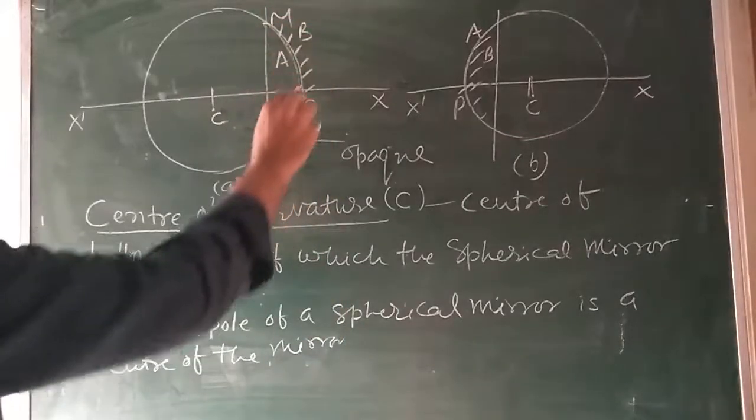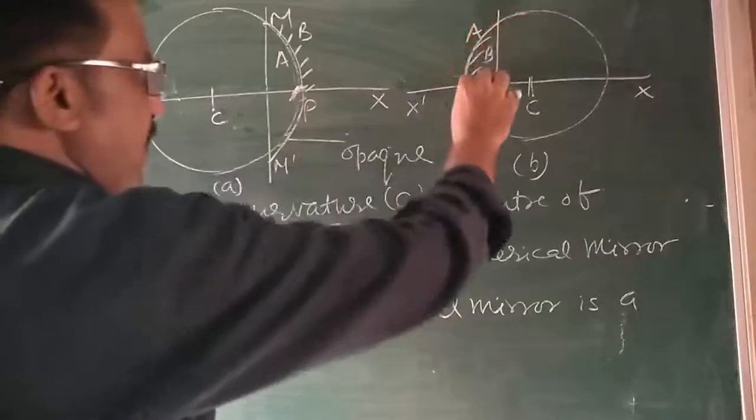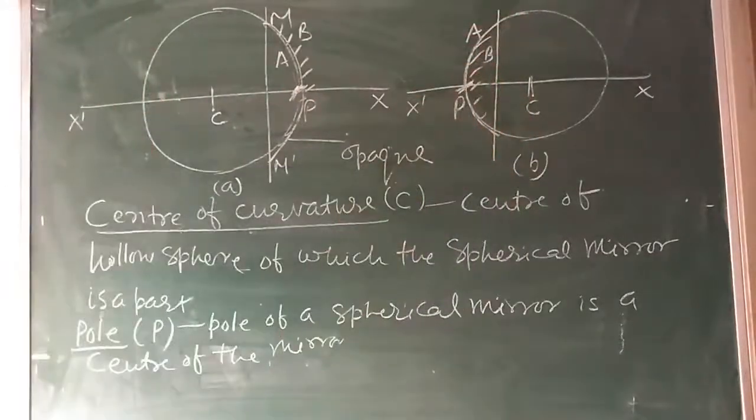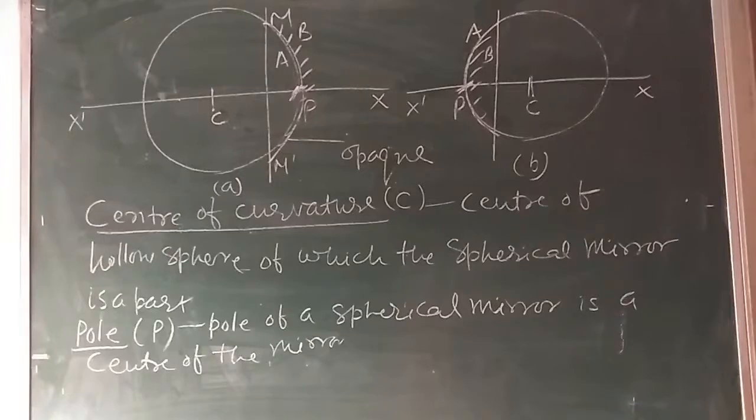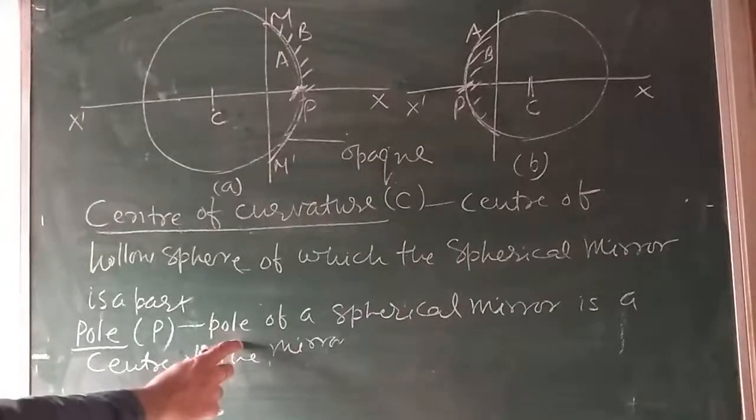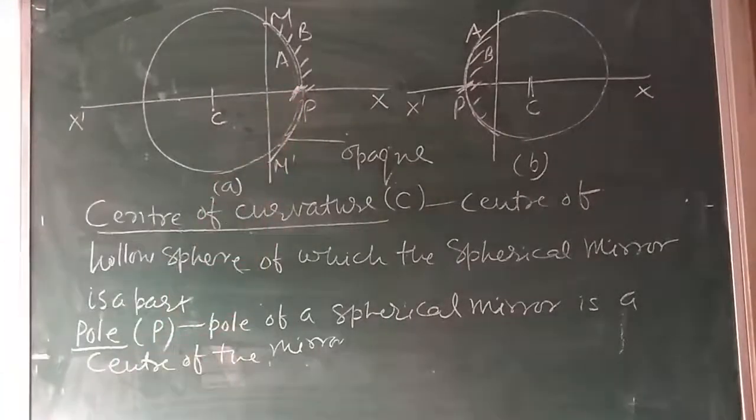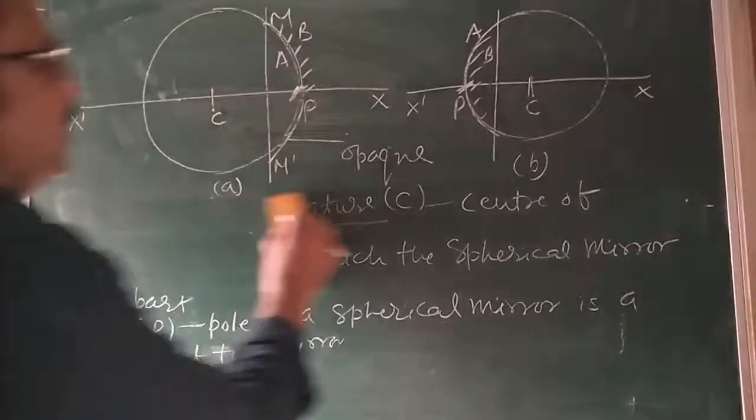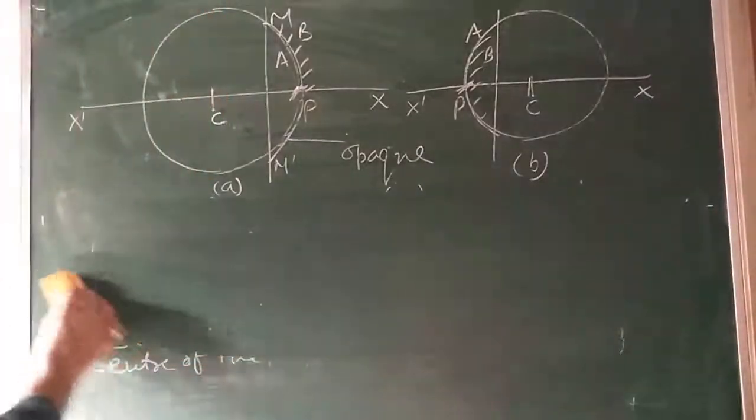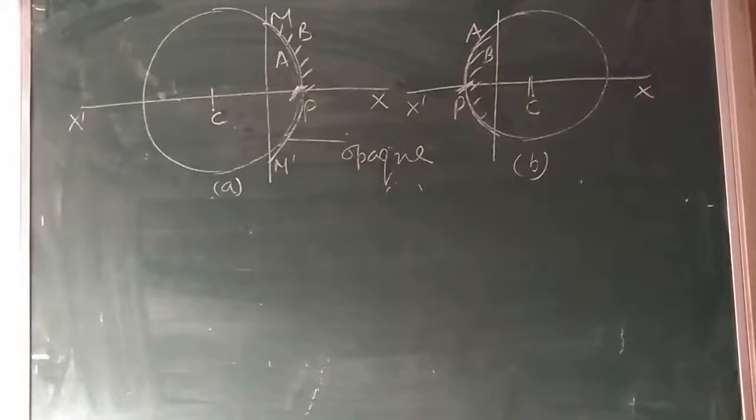This is the center. Here it is like this. So write down. P is a pole of a spherical mirror. It is a center of the mirror. It is not the center of the sphere. Remember that. It is not the center of the sphere.